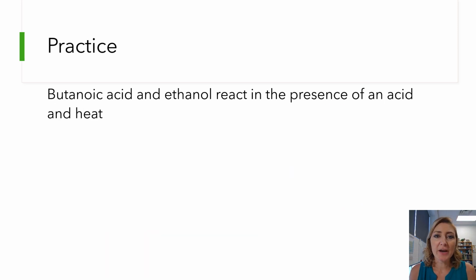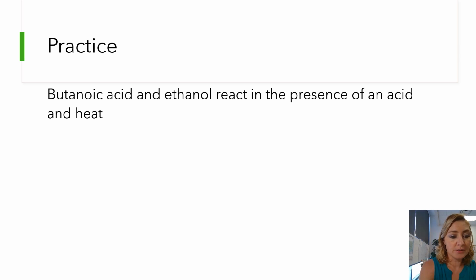Let's practice from a word equation, and something to keep in mind is we have not learned how to name esters yet, but it would be good practice once we do learn how to name esters to come back and name all of these just for the extra practice. Butanoic acid and ethanol react in the presence of acid and heat.